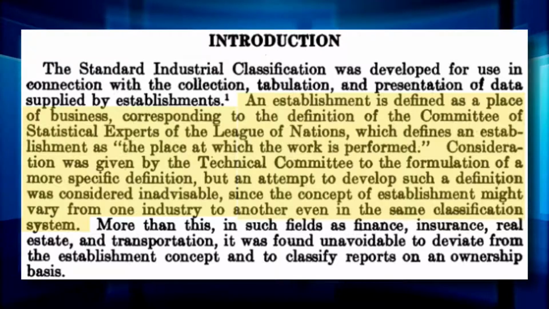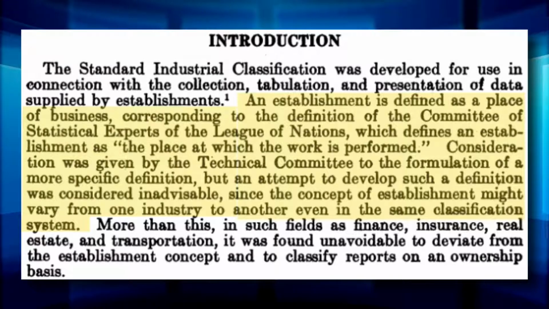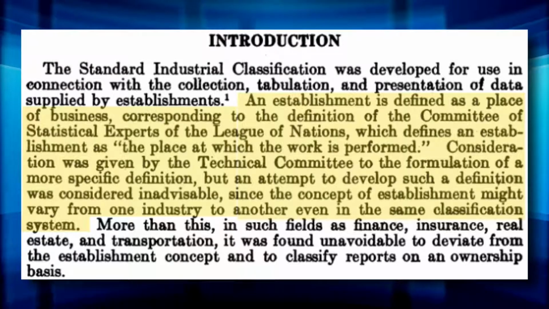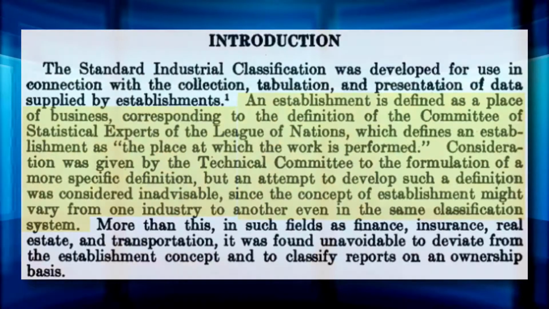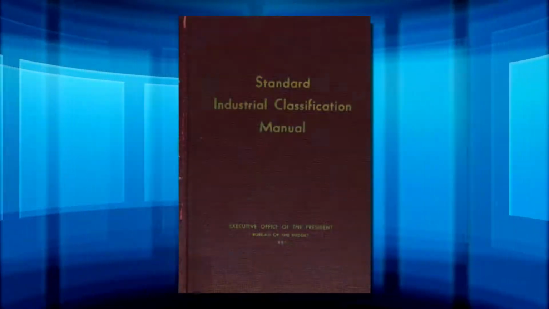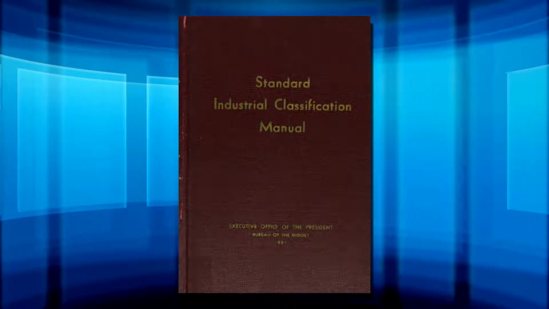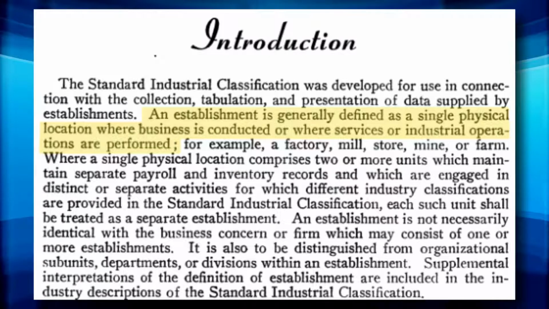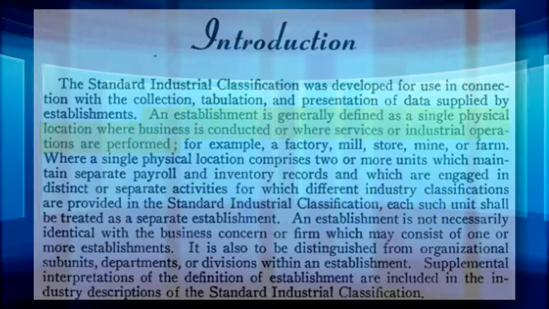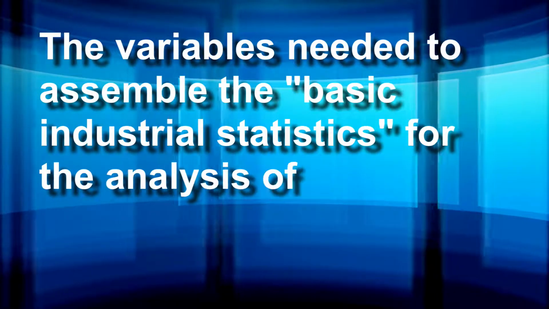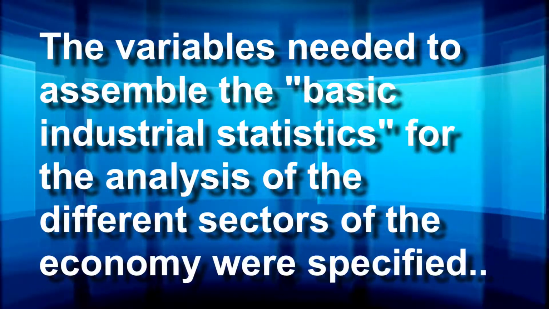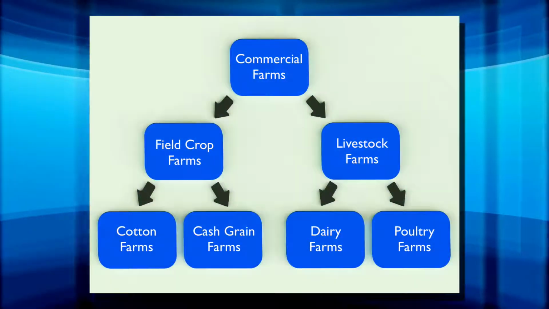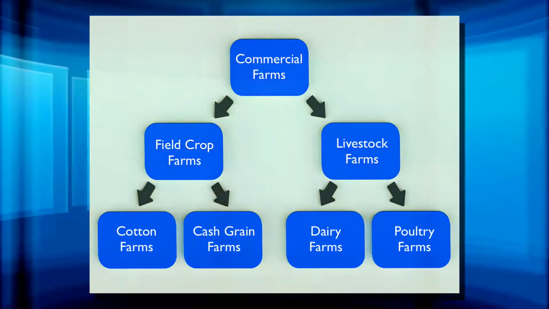The 1948 SIC facilitated data comparability by providing a framework of standard concepts, terminology, and groupings of industries. The introduction to the 1948 SIC manual stated that it was designed for the classification of the establishment, but a precise definition of the establishment was not provided. In the major revision of the SIC in 1960, the importance of the need for a standard unit of observation was emphasized by the provision of a standard definition of the establishment. The variables needed to assemble the basic industrial statistics for the analysis of the different sectors of the economy were specified, and the establishment became the smallest unit capable of reporting that set of variables.